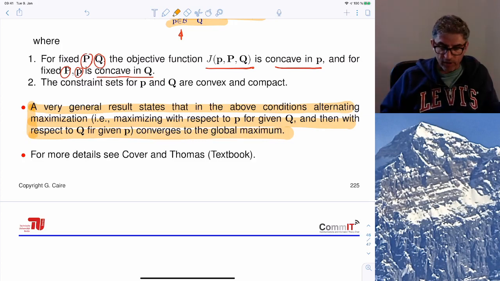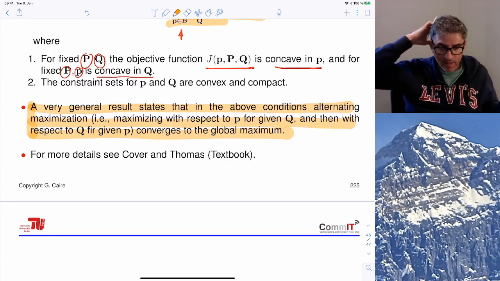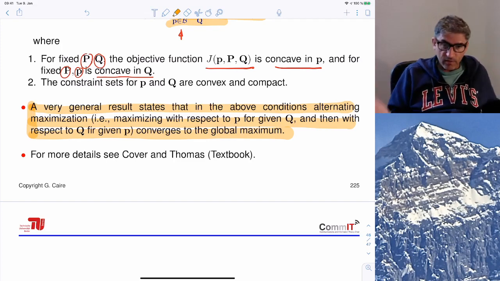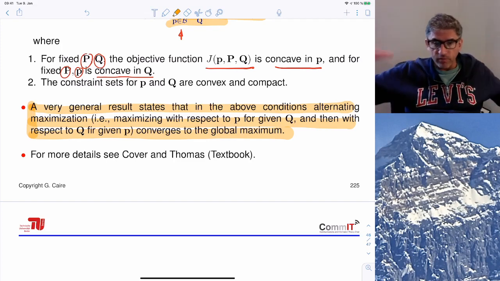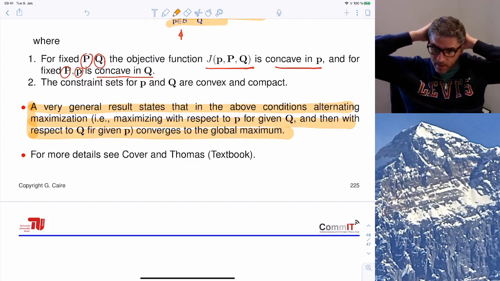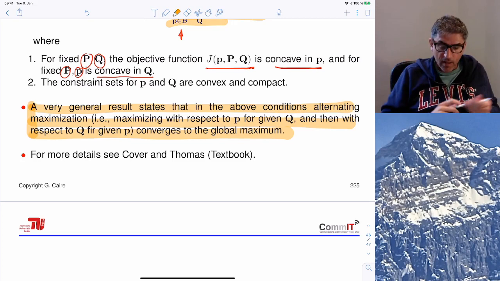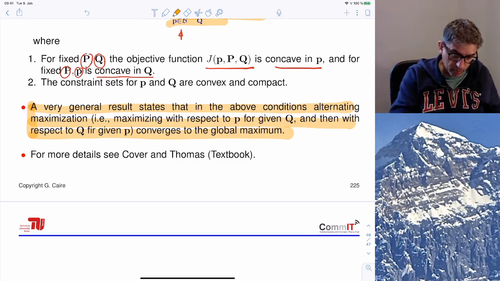When you have a convex problem, and you are maximizing, or if the function is concave in both variables, fixing the other, we maximize. If the function is convex in both variables, we minimize. Anyway, alternating maximization or alternating minimization converges to the optimum. That's a general result, a very powerful result.